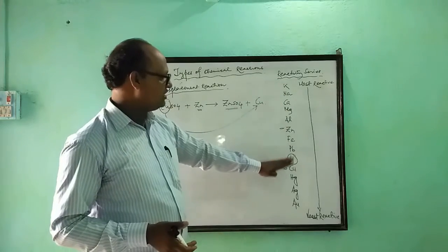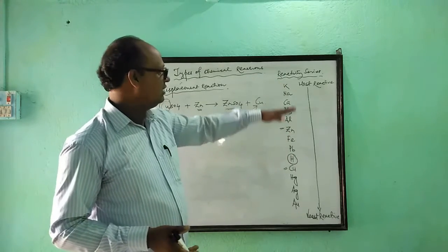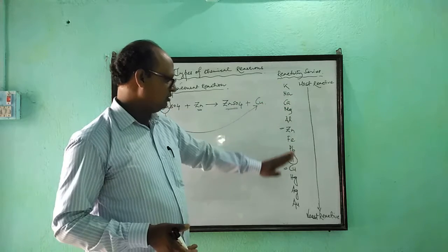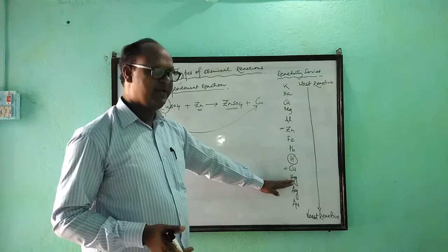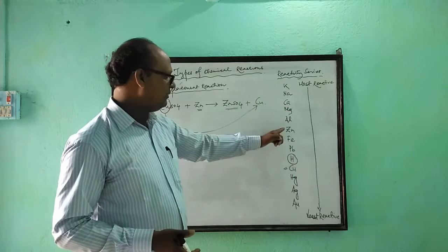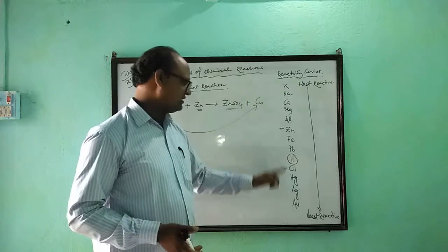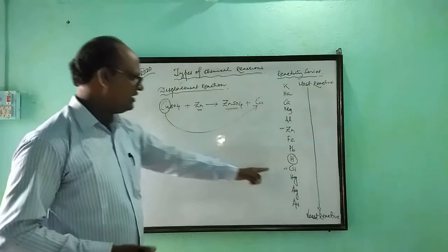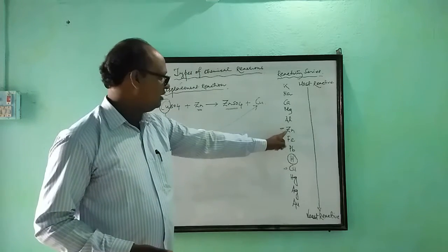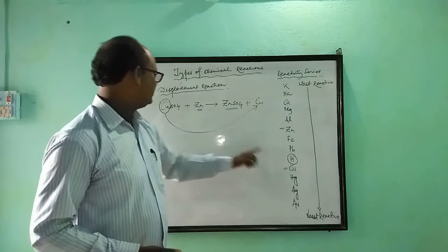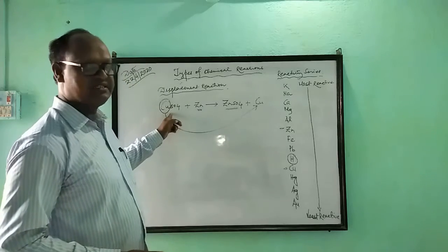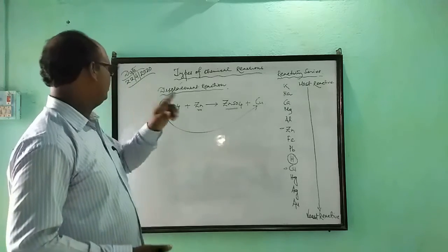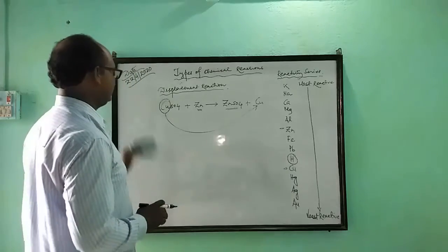The element which is placed higher than the lower element, the upper element always displaces the lower element. In this case, this is the lower element, it is placed lower than zinc. That is why zinc can displace it. Understand? Okay.